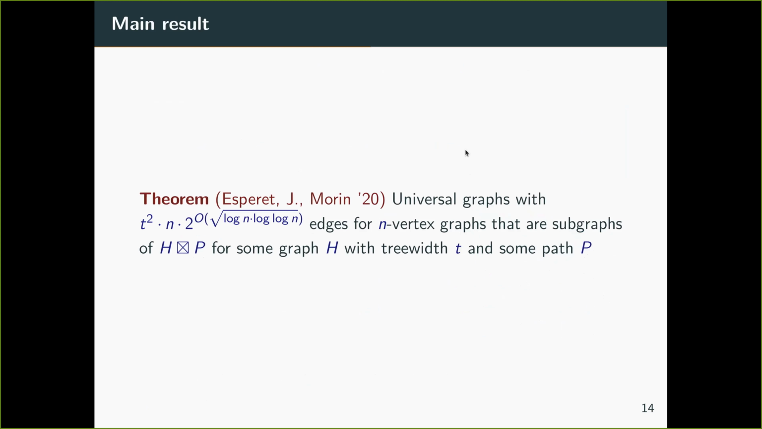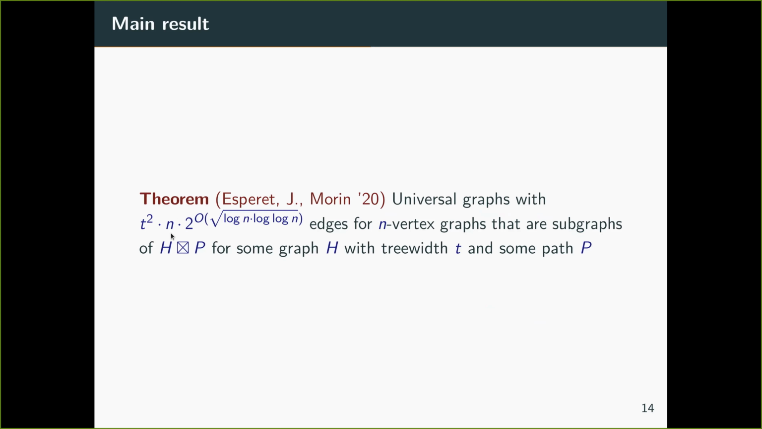Okay, so our result is, as you guess, not really about planar graphs, but about the product structure. And what we prove is the following. We prove that there is a universal graph with a small number of edges for n-vertex graphs that are subgraphs of H times P, where H is some graph of tree width t and P is a path. But we are not fixing H, right? So for all the n-vertex graphs that are subgraphs of H times P for some graph H of tree width t and some path P, there is a universal graph with at most this many edges.